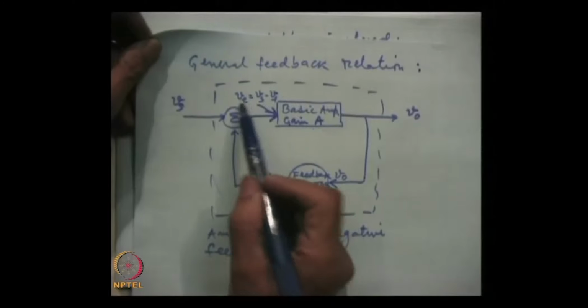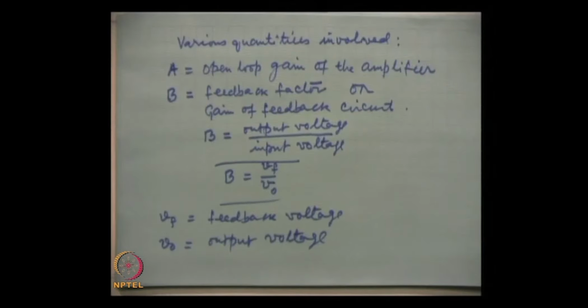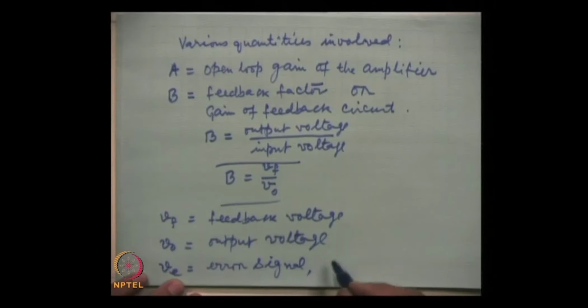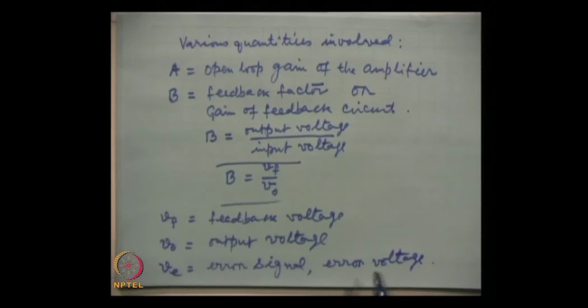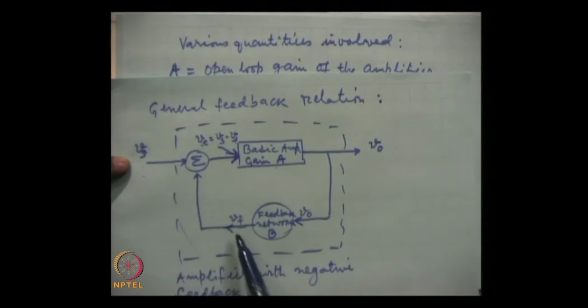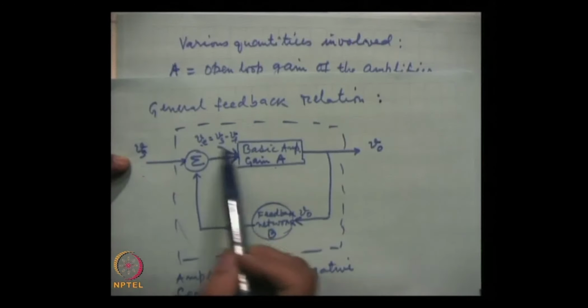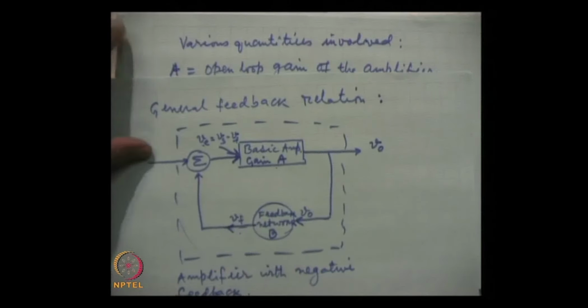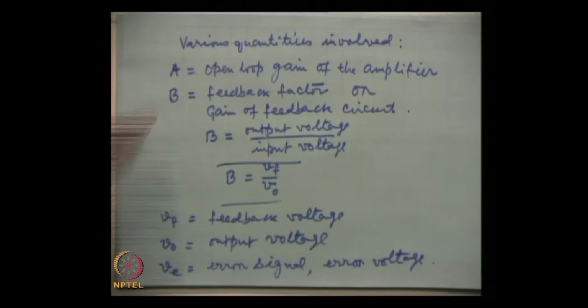So, we are considering voltages, and Ve is the signal which is actually going to the basic amplifier. So, Ve is called the error signal, and since we are considering voltages, this is the error voltage. Why error? Actually, this is the corrective voltage. Now, the input which is going to this amplifier is not constant as Vs, but it will vary with Vf, and error, because the effort is that this error should be minimum; this factor becomes clear to you later. So, these are A, B, Vf, V0, Ve, the parameters which we are using.